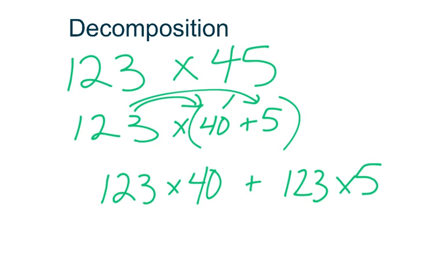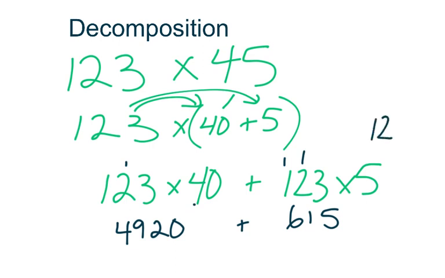So then I can multiply 123 by 40, if that's easier for me. That gives me 4,920, plus 123 times 5. I could do that. That would give me 15, 10, 11, 6. Or another way I can do that is I like to do 123 times 10, which is 1,230, and then I divide it in 2 because for me that's easier. If that's not easier for you, you don't have to do it. I would say that's 615.